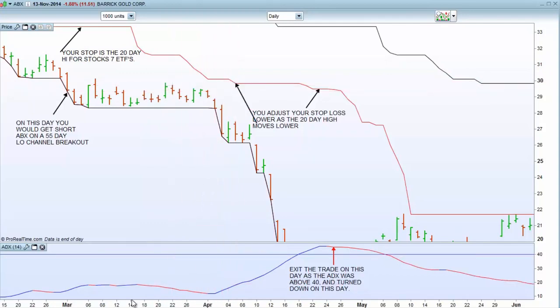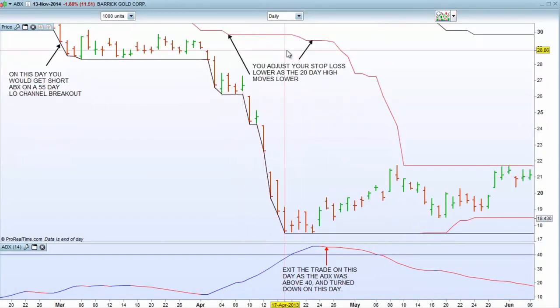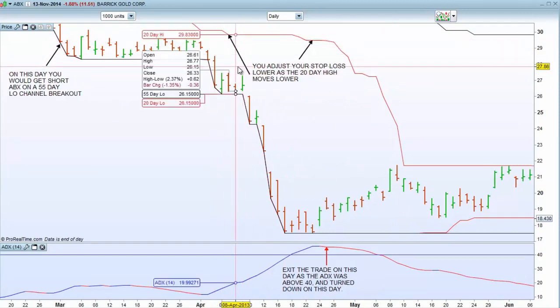Notice that the ADX, though, is not above 40 yet. The market's going sideways. There's no trend happening, but you're still in the trade because you're not stopped out. It doesn't go through your stop loss. Now the market picks up some momentum to the downside. We start breaking lower, so you're adjusting your stop as the 20-day high moves lower. You're still short the market.